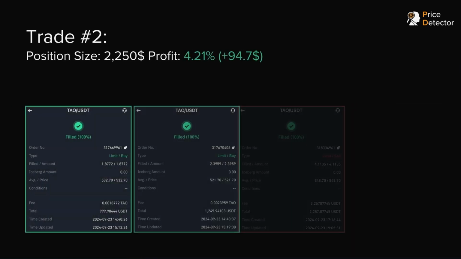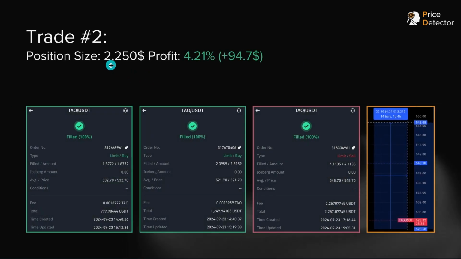A second trade here, the position size was around $2,250, a profit of 4.21%, just under $100, and that span again just around 4 hours here. If you could see, around 3 p.m. was the first and second buy, and around 7 p.m. was the exit.